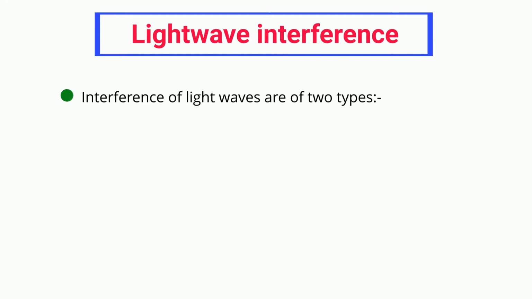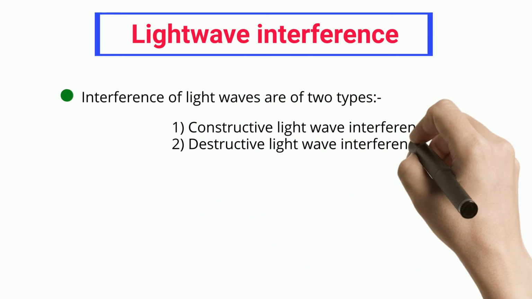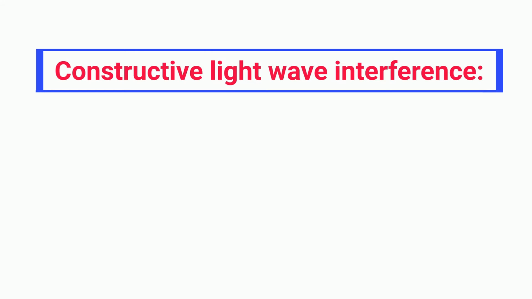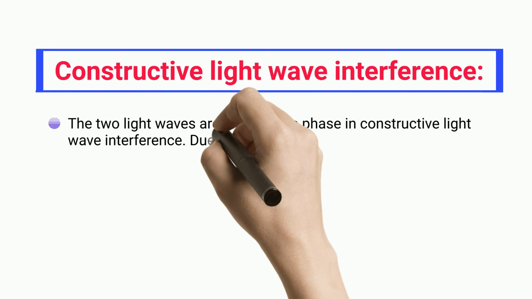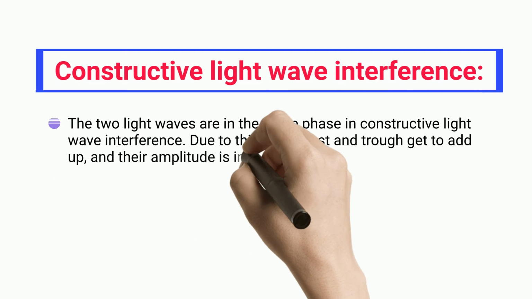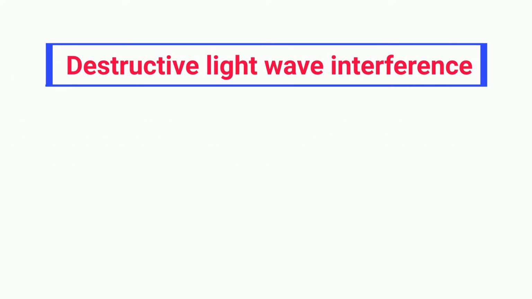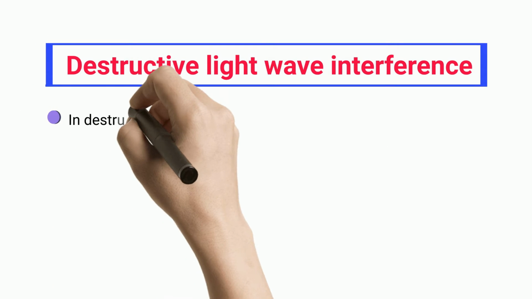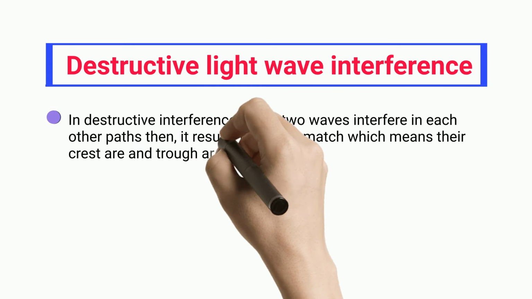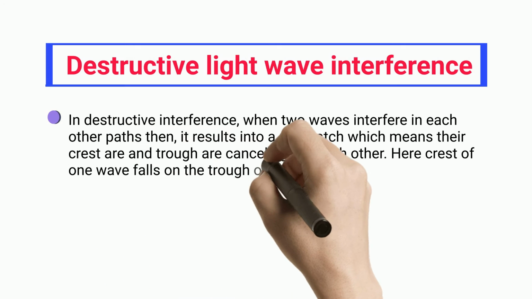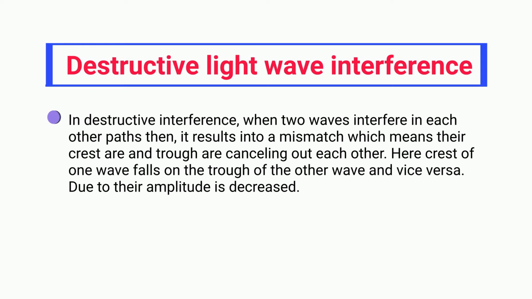Interference of light waves is of two types: constructive light wave interference and destructive light wave interference. Constructive light wave interference: the two light waves are in the same phase. Due to this, their crest and trough add up, and their amplitude is increased. Destructive light wave interference: when two waves interfere in each other's paths, it results in a mismatch, which means their crest and trough cancel out each other. Here the crest of one wave falls on the trough of the other wave and vice versa. Due to this, their amplitude is decreased.